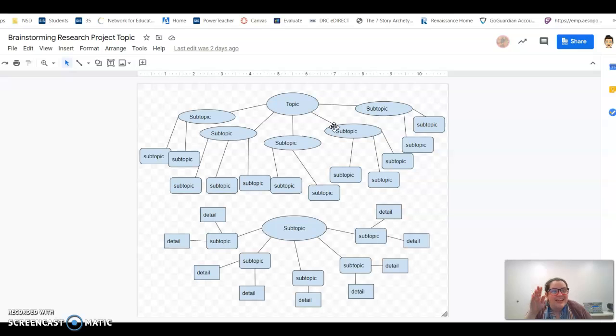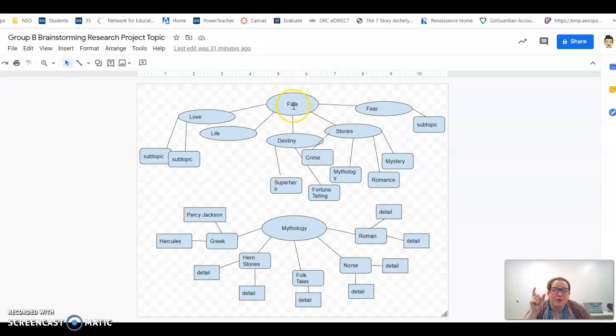Okay. So I'm going to go through what you're going to be doing and go through an example with you so you know how to do it. This is the Google Drawing, the one on the computer. It'll make it nice and easy for you to just plug in your information. You're going to start with your big topic up top, okay? And then you're going to start filling in some of those subtopics. They're topics that relate to that main topic, but are more specific than the main topic.